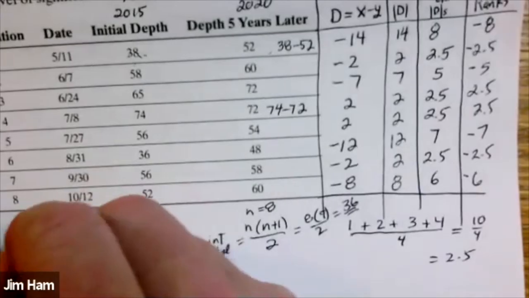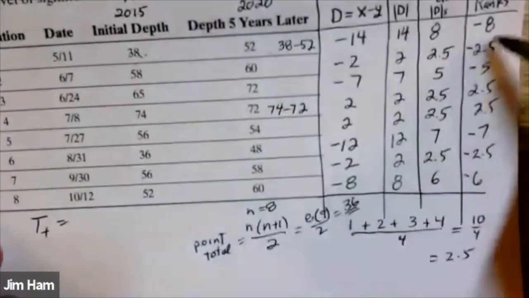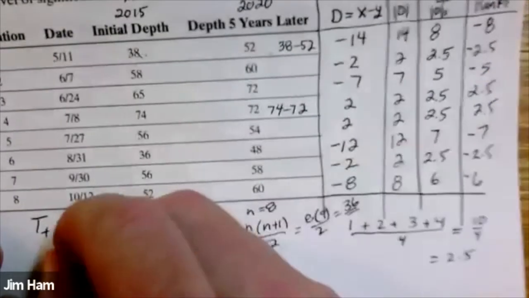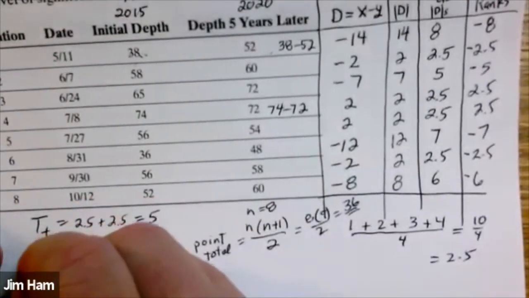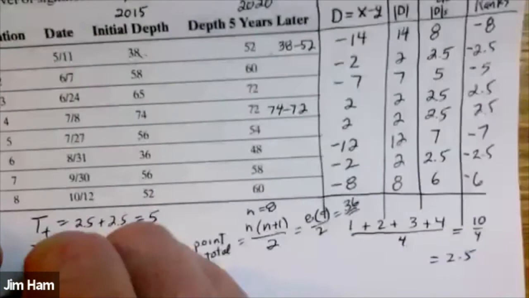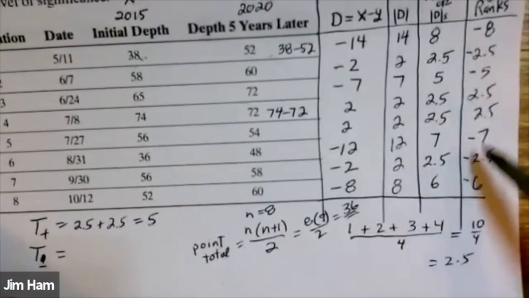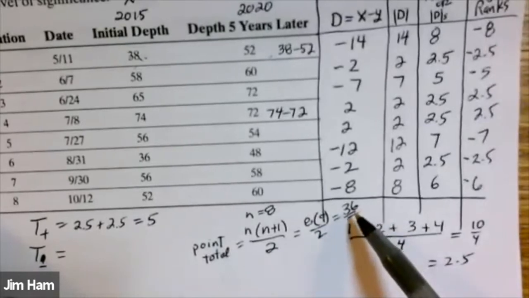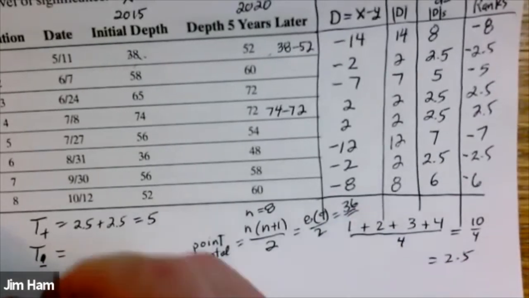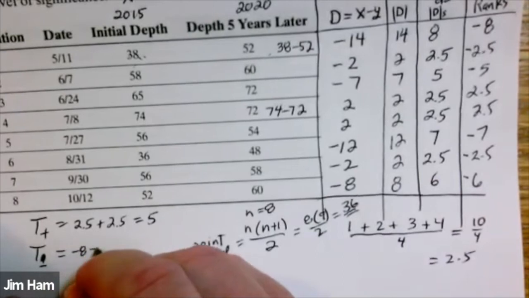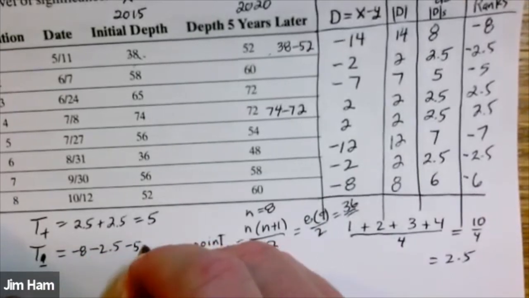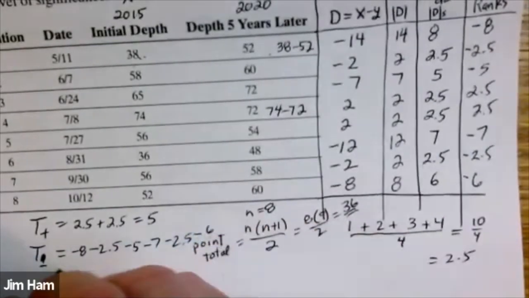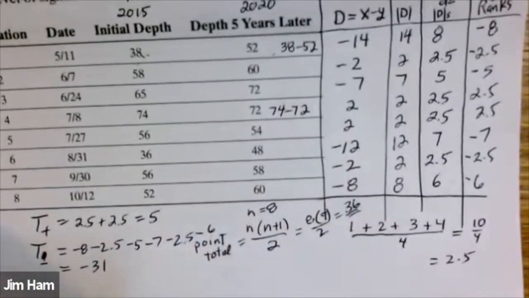Okay, T positive, I'm going to add the positive ranks. 2.5, 2.5. That one's easy. And T minus, I'm going to add all the negatives. I already know what it's going to add up to because I know the sum of those two is going to add up to 36. But let's do it anyway. Negative 8, negative 2.5, negative 5, negative 7, negative 2.5, and negative 6. And when you add those together, you get negative 31.